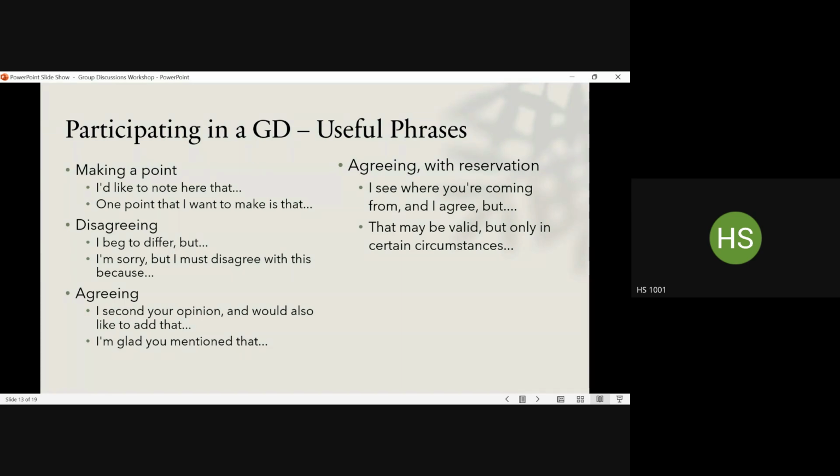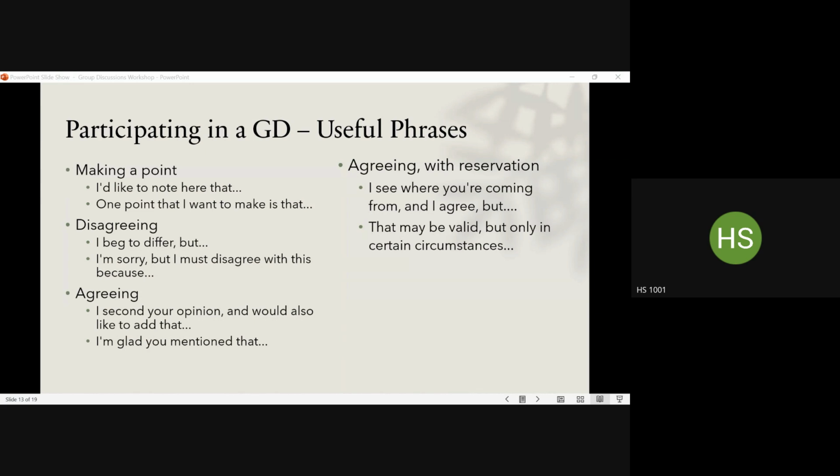Having a reservation about something shows that you're not very sure about it, right? You have a few doubts. You want to agree with somebody, but there are a few points on which you're not too sure whether you want to agree with them or not. That is what it means when you want to agree with somebody, but with reservations.